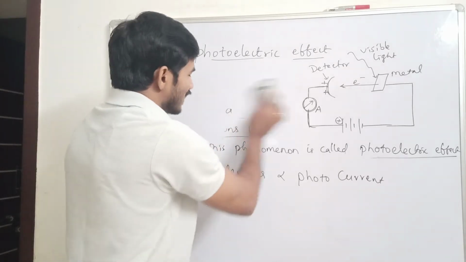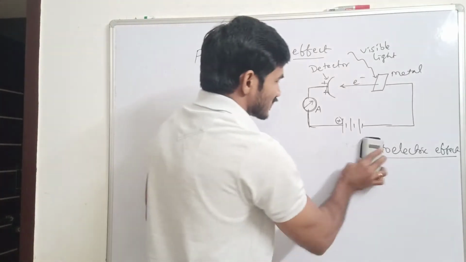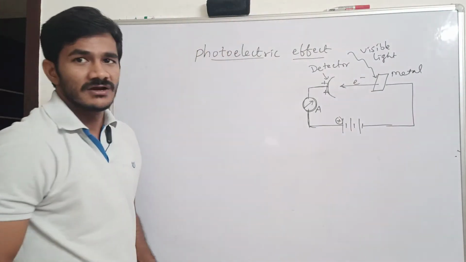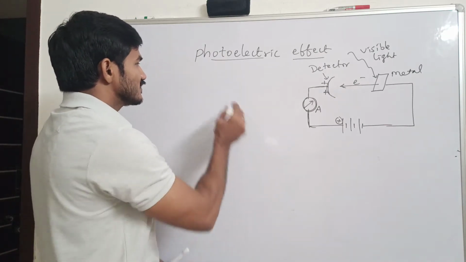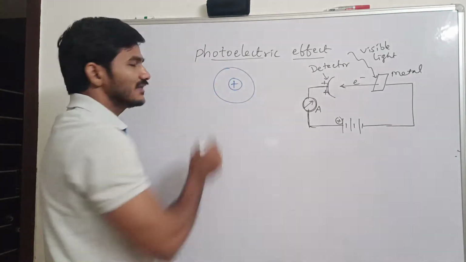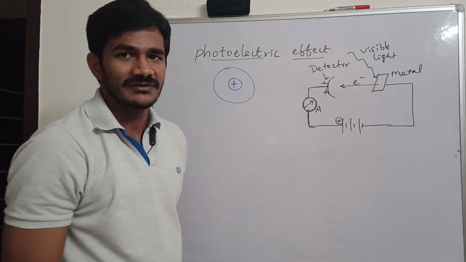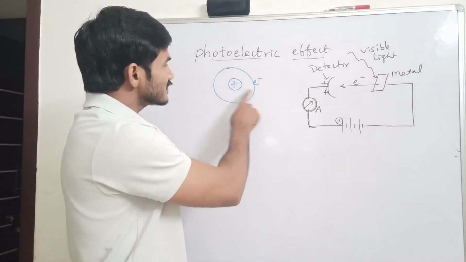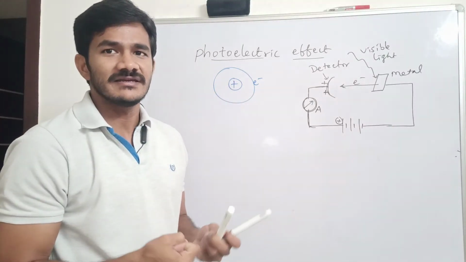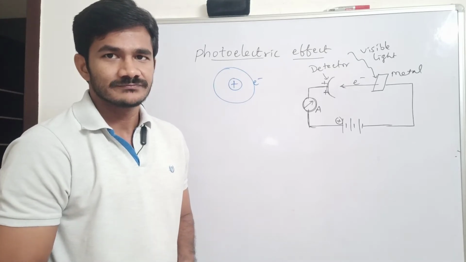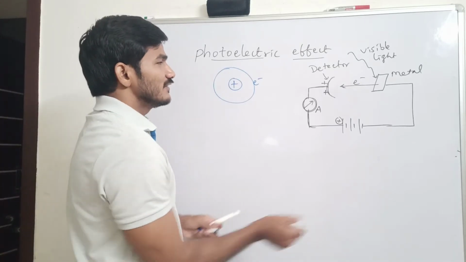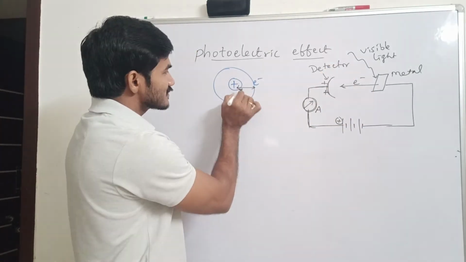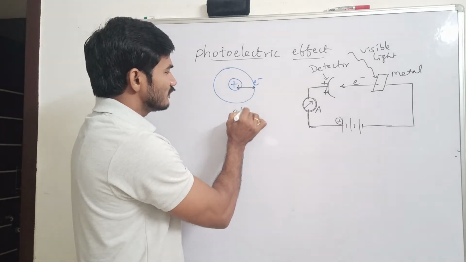Here we already know a little bit about the structure of an atom based on the previous theories up to the Rutherford model. According to the Rutherford model, this is an atom which contains a nucleus, and electrons are revolving around the nucleus. These electrons and nucleus are tightly held together by electrostatic attractive forces. Our main intention is supplying light to eject the electrons.